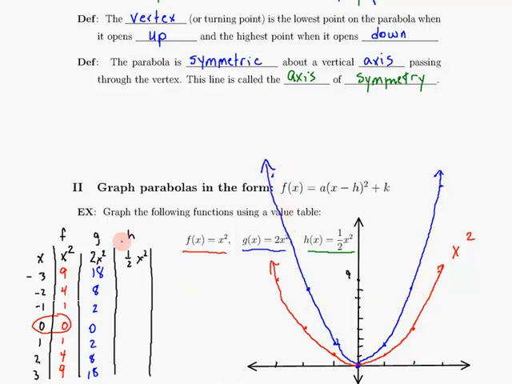Okay. Now what happens if I put a coefficient of 1/2 out in front of the x squared term? Well, I'll have half of 9, which is 4.5. I'll have a 4.5, a 2, a 0.5, a 0, a 0.5, a 2, and a 4.5. Again, all I'm doing is taking the x number and plugging it into this function. -3 squared is 9, times a half is 4.5. So graphing -3 at a height of 4.5 is right about here. -2 at a height of 2 is right here.